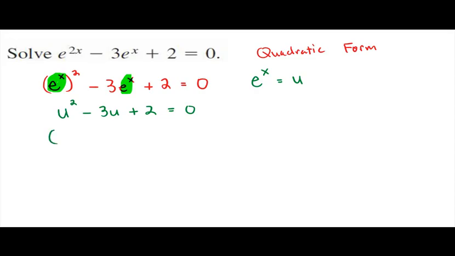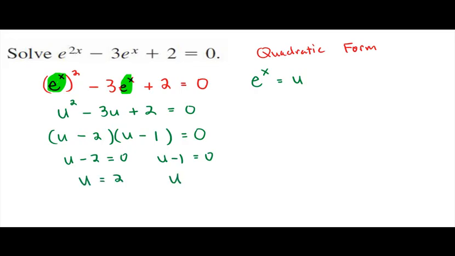So we would factor this, using whichever factoring method you're comfortable with. So we have a minus 2 and a minus 1. Double check it, make sure you factored it correctly. It looks correct. So then we have u minus 2 is equal to 0, and u minus 1 is equal to 0. So that means u is going to equal 2, and u is going to equal 1.